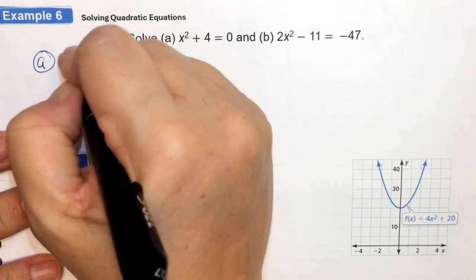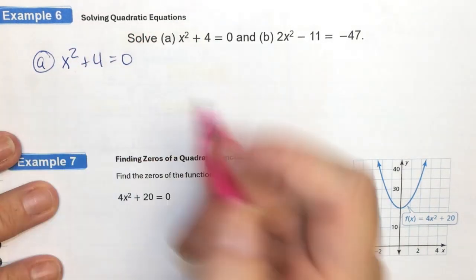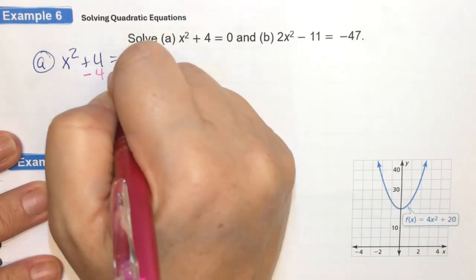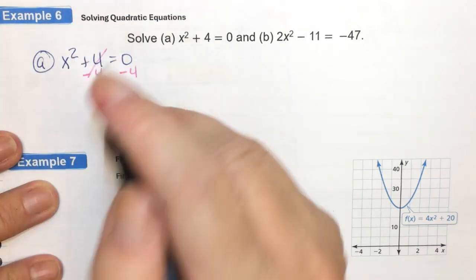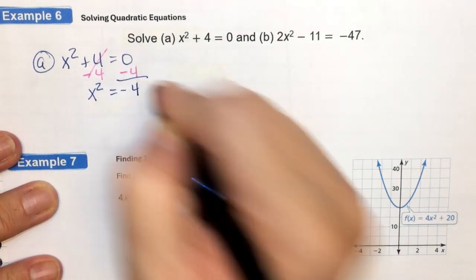All right, so I'm going to start off with A. We have x squared plus 4 equals 0. And so we're solving for x. We're trying to get x by itself. So remember, just like we did in lesson 1, we're going to subtract the 4 on both sides. So this gives us x squared equals negative 4.